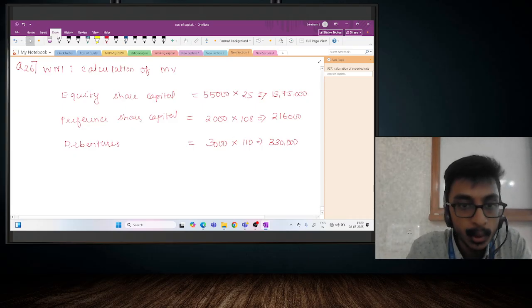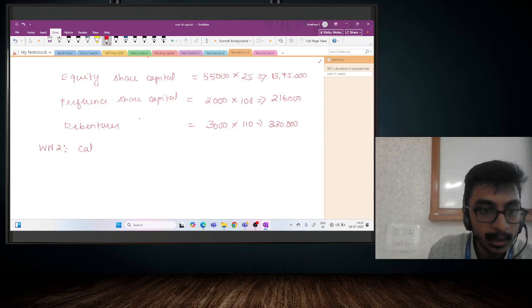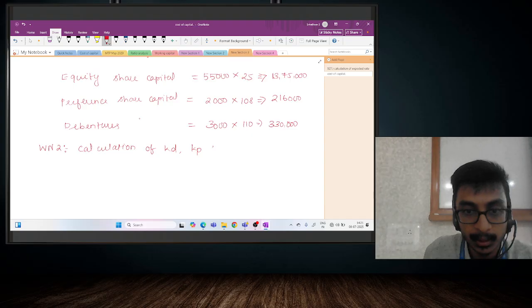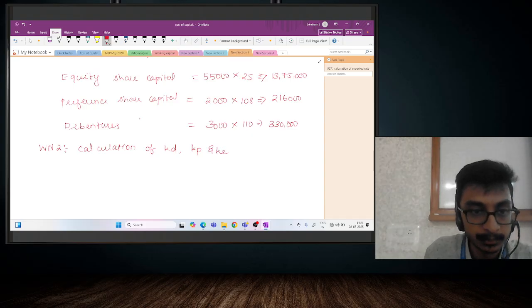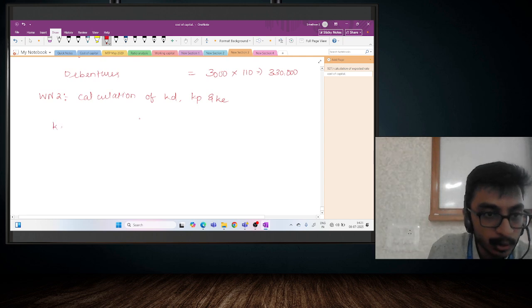So working note 1 is done. Now what is the second working note? Calculation of cost of debt, cost of preference share capital and cost of equity. First let's calculate the cost of debt.